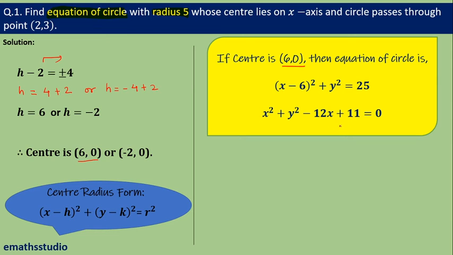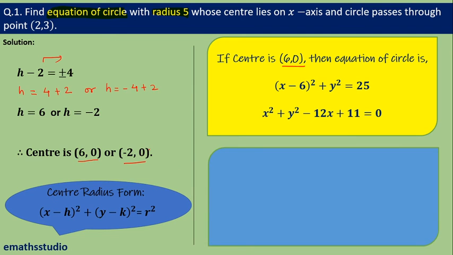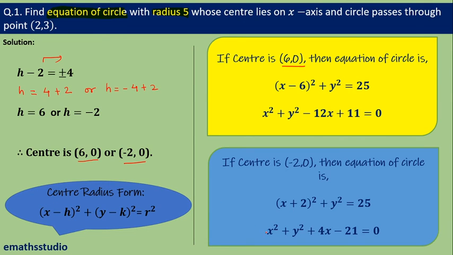But then there is one more possibility, and that is when center is (−2, 0). So if center is (−2, 0), then equation of the circle can be written as, now instead of h we are substituting −2 and instead of k we are putting 0. So this is the equation of the circle. What we can write here is x² + y² + 4x − 21 = 0. This is the equation of the circle in second case.